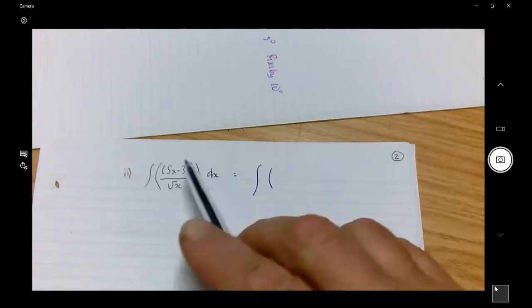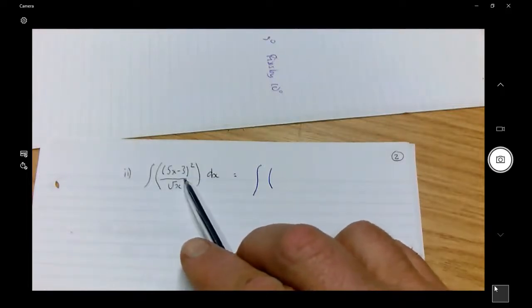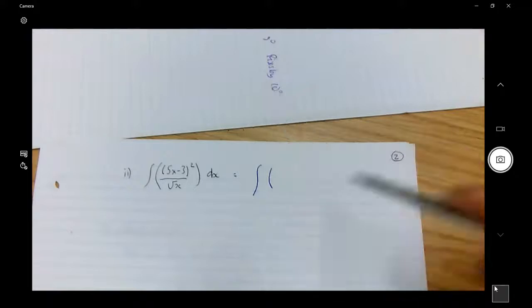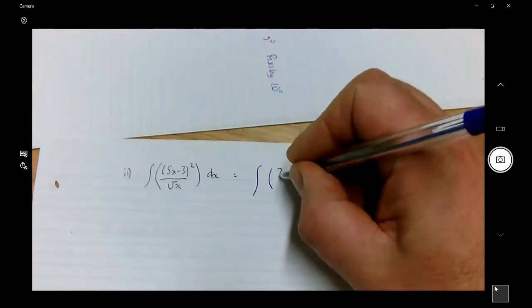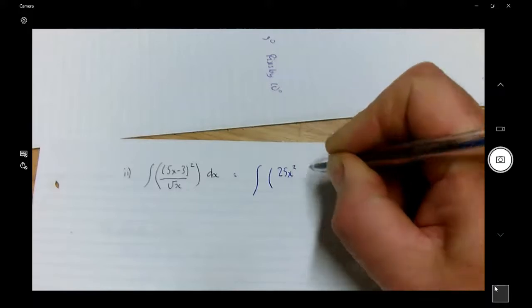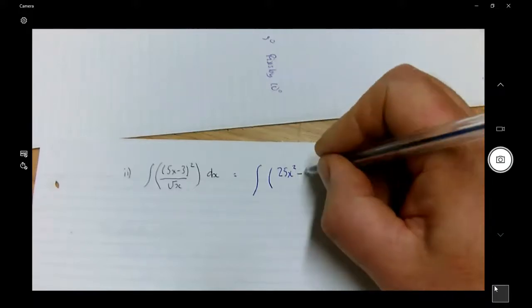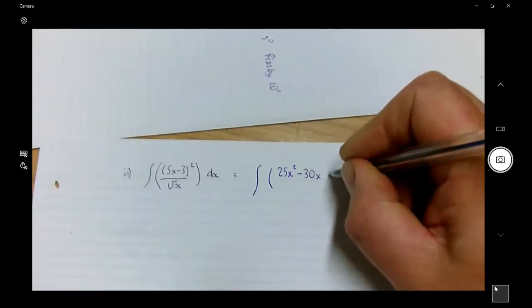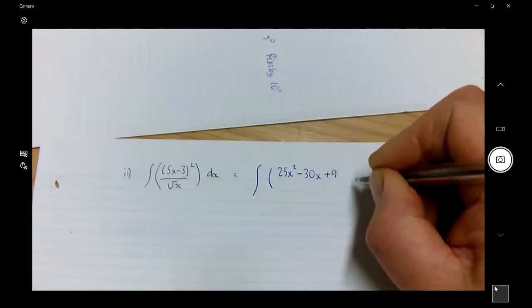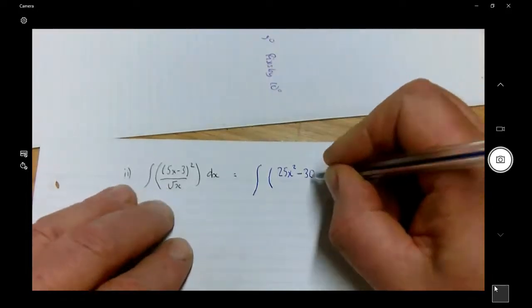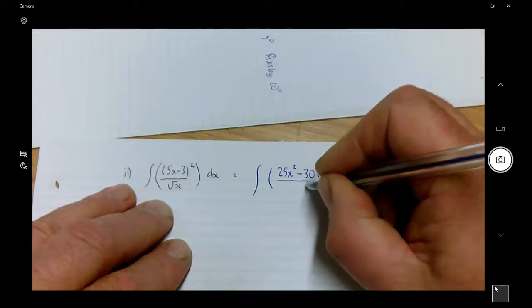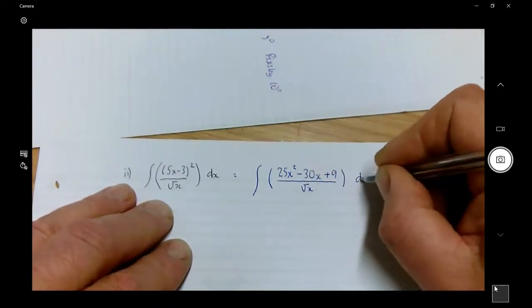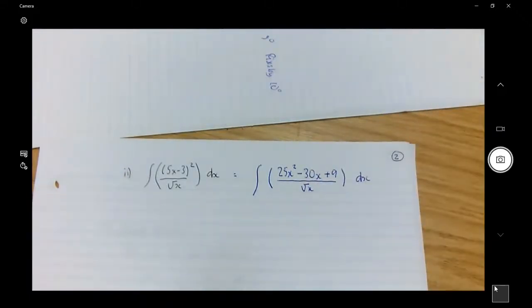My first job is to expand the top. Now you might want to use the FOIL method or whatever it is. You might know the shortcut. If you know the shortcut, it becomes 25x squared minus 30x plus 9 all over root x dx. I still haven't integrated, and I still can't integrate.